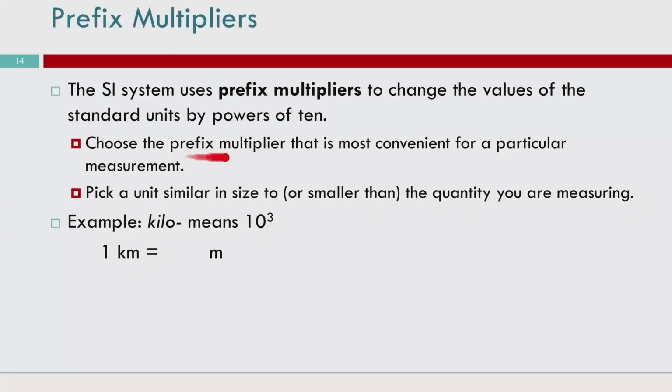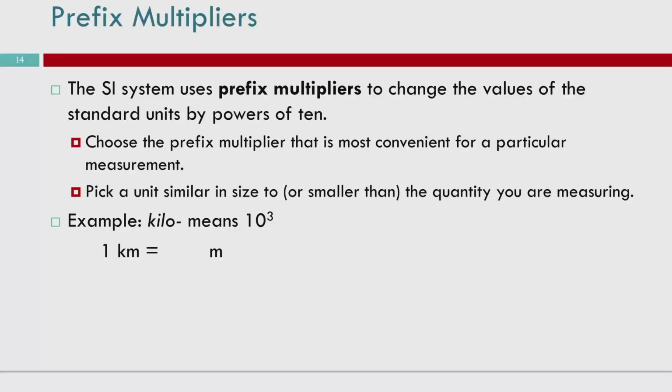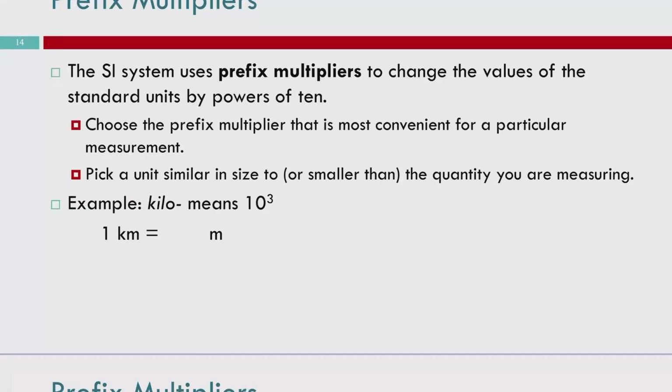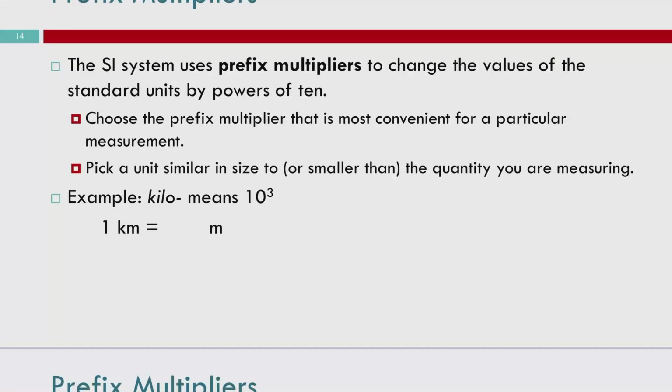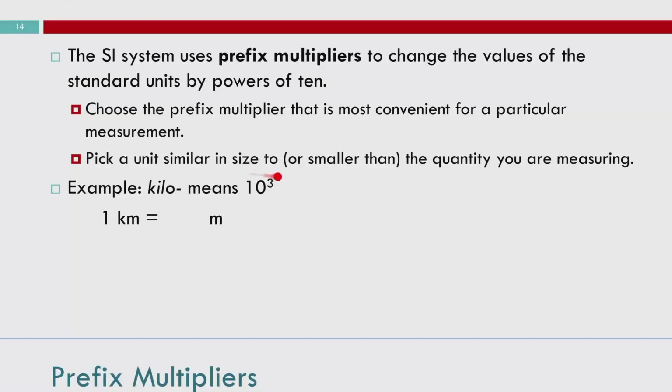So sometimes we'll have to choose a prefix multiplier, and we'll sort of get the hang of that, I think, as we go through the class. We've got an example in here that I don't love, but we'll do it anyway. Generally, we want to pick a unit that's similar in size or smaller than the quantity that you're measuring. So if we're measuring something really, really big, then we want to measure it in really, really big units.